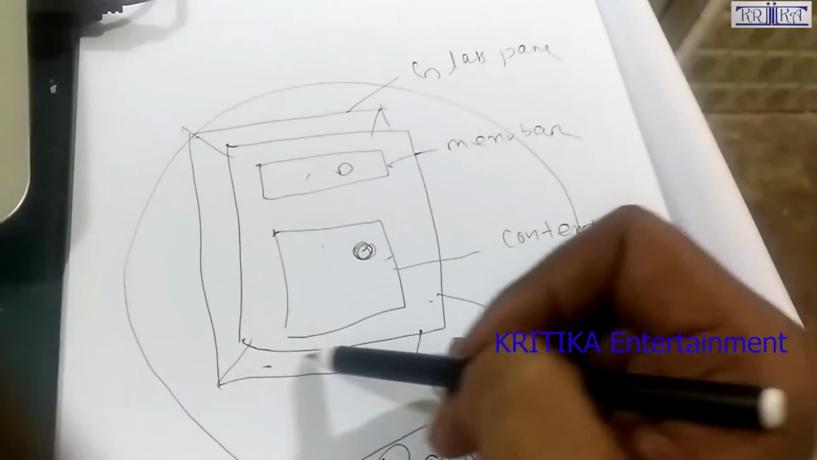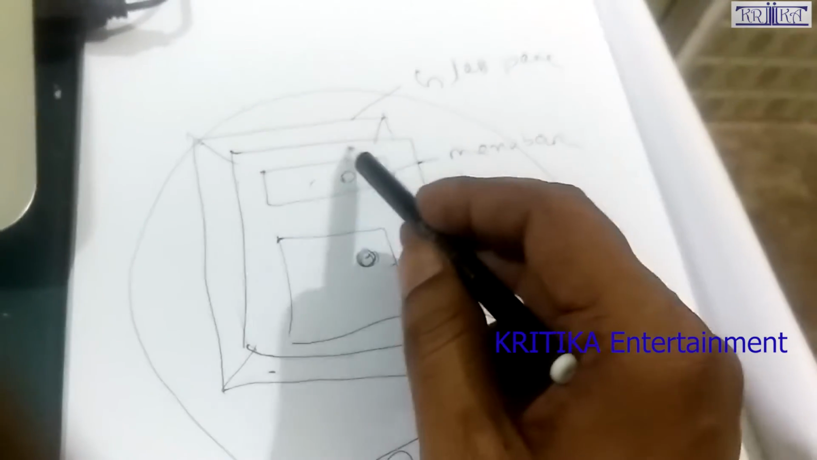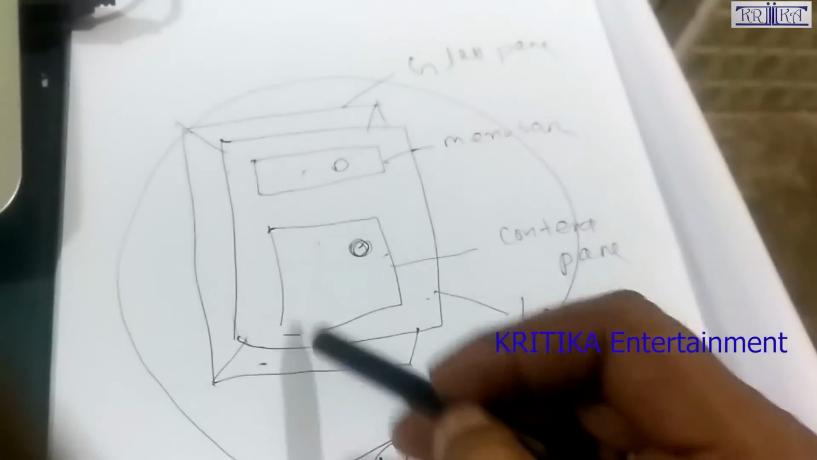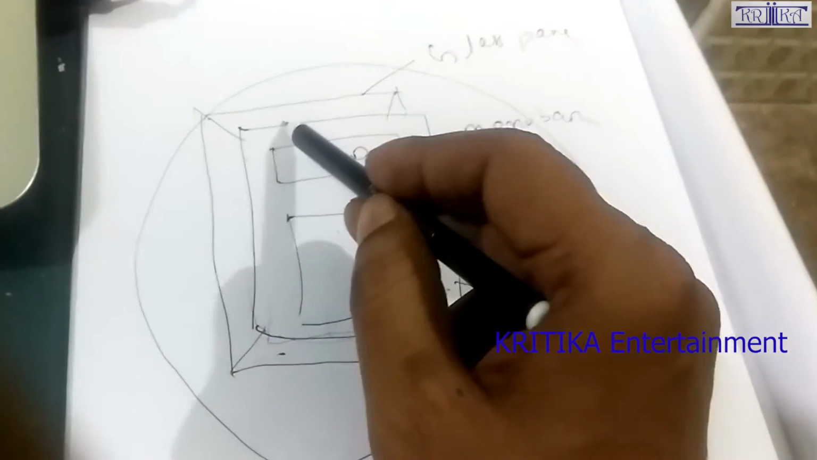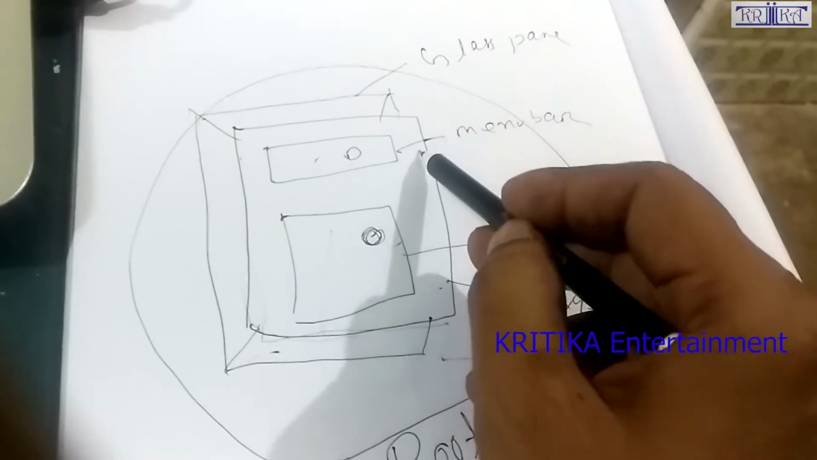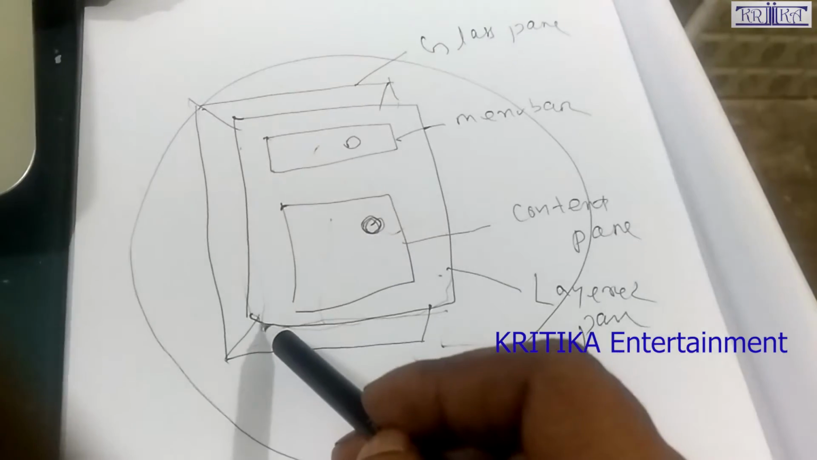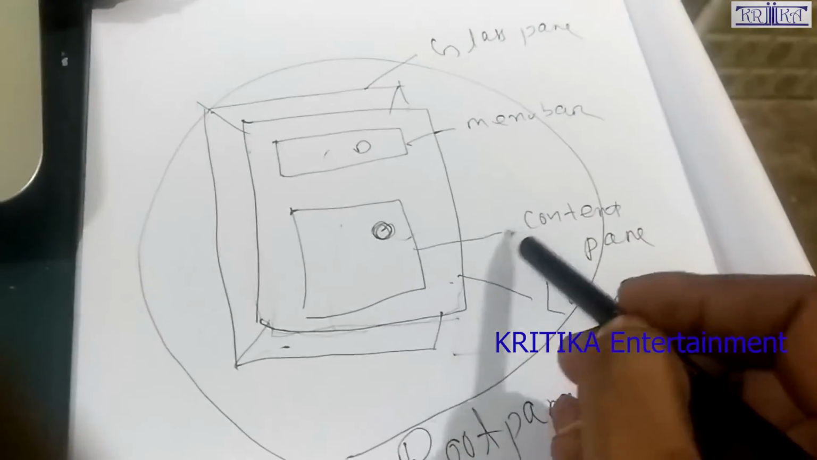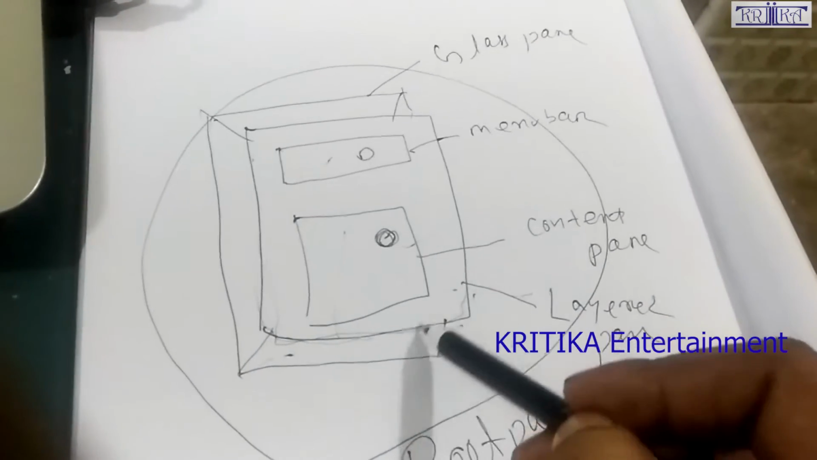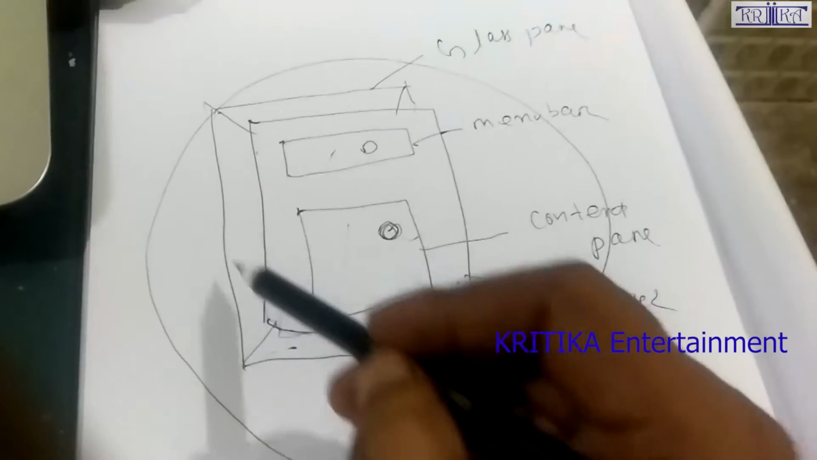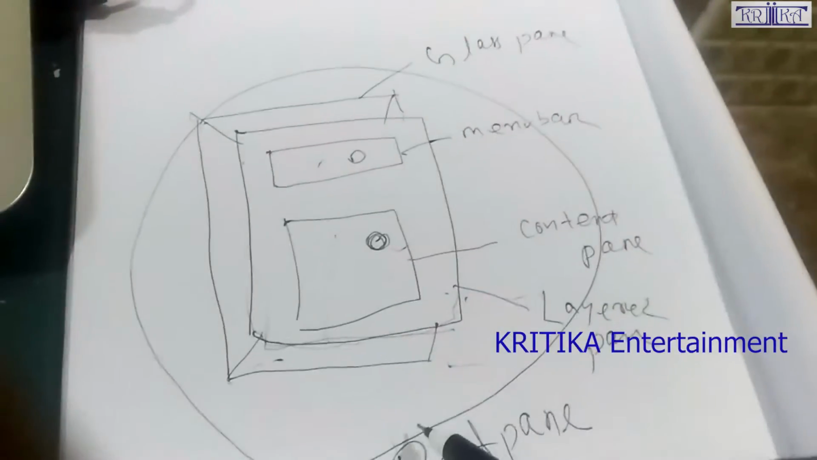Now first, this is called your menu bar. This is called get content pane. This is called layer. Layer is used to add different buttons or different components based upon position: layer 1, layer 2, layer 3. And this is called content pane, and this is called menu bar, and this is called layer, and over this layer you can find another cover, that is called glass pane.